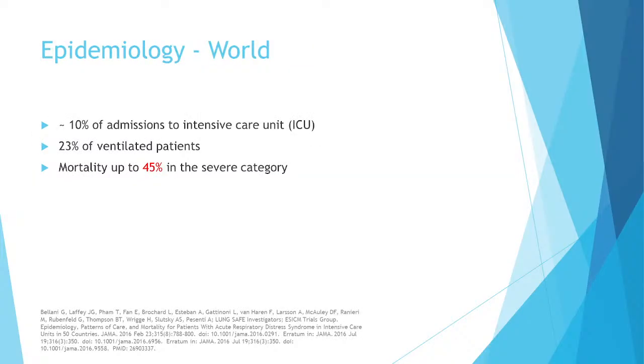So before going into a specific definition, I would like to show you how it stands in the world. This is taken from the LungSafe study. It was conducted in 50 countries, in 5 continents, in a lot of ICUs. So 10% of admissions to intensive care units constitutes the current prevalence or incidence of ARDS. Of all ventilated patients, 20-23% are ARDS. And the mortality has been reported up to 45% in the severe category.